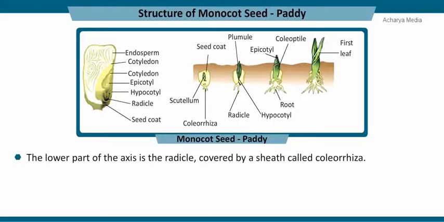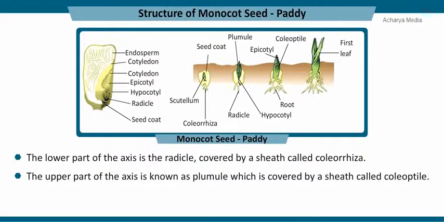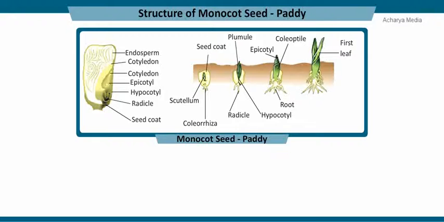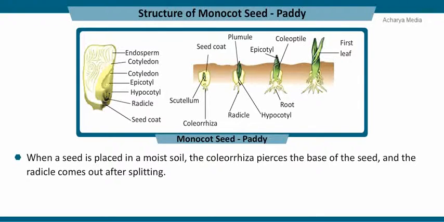The lower part of the axis is the radicle covered by a sheath called the coleorhiza. The upper part of the axis is known as the plumule, which is covered by a sheath called the coleoptile. When a paddy seed is placed in moist soil, the coleorhiza pierces the base of the seed, making way for the radicle that comes out after splitting.